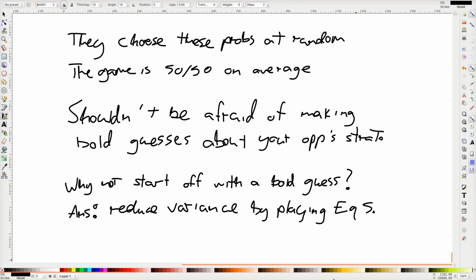So that's why I recommend starting off with an equilibrium strategy, but then as soon as you have an idea of what your opponent's doing, boldly transition to a maximally exploitative strategy, even if you're not extremely confident or even slightly confident in your opponent's strategy.